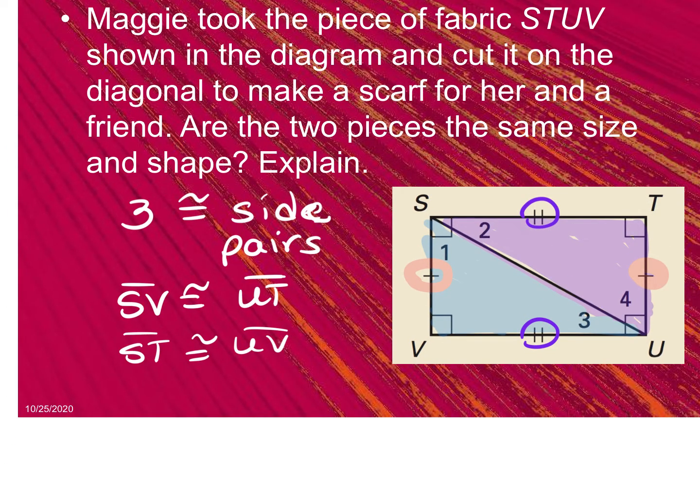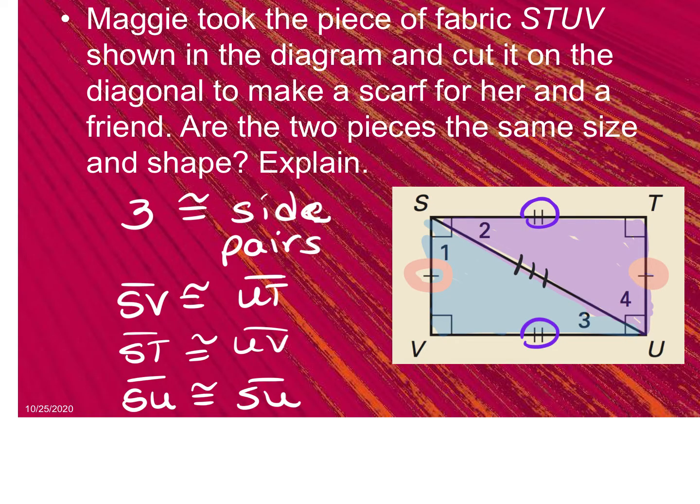And then the one that isn't marked, but is shared by both triangles, is this one down the middle, SU. SU is the same side in both triangles, so I'm going to use my reflexive property and state that SU is congruent to SU. So I've now shown that both triangles have a congruent corresponding match.